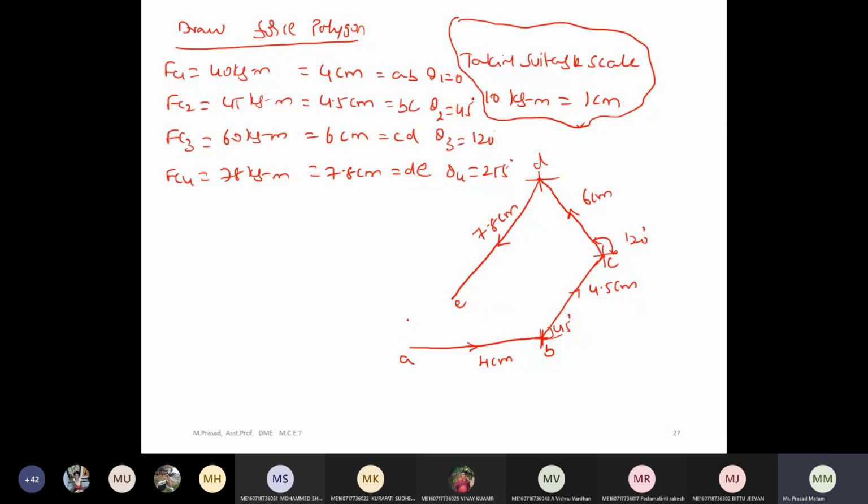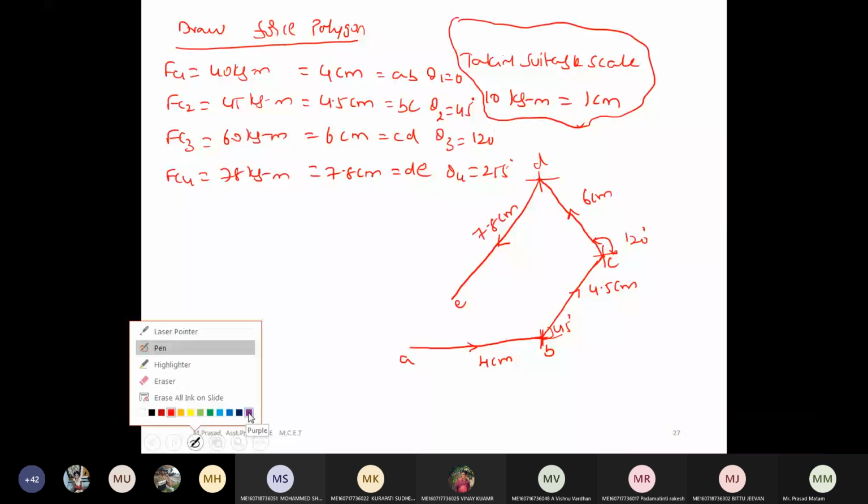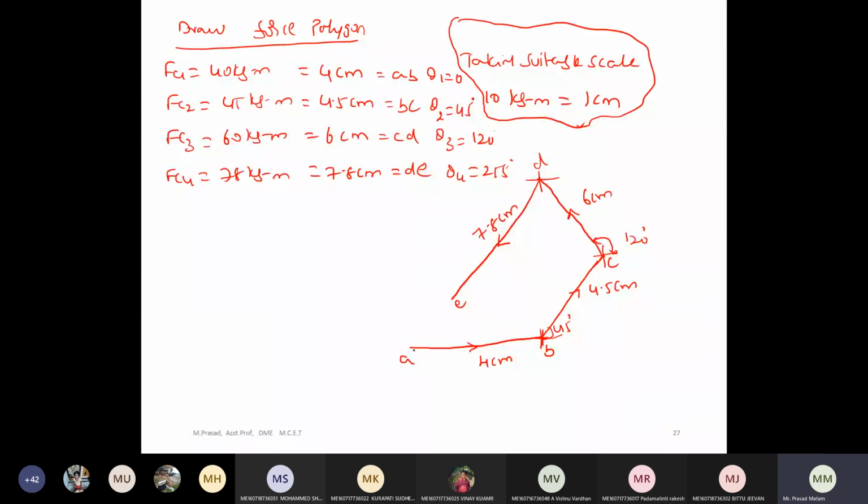What is the resultant? Resultant is always the closing side of the polygon. Okay. The resultant I am drawing with a different color. Join A and E.